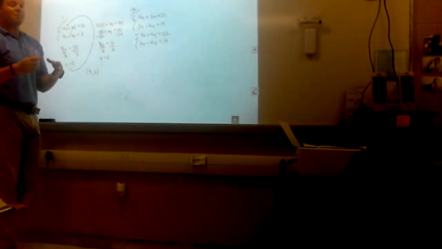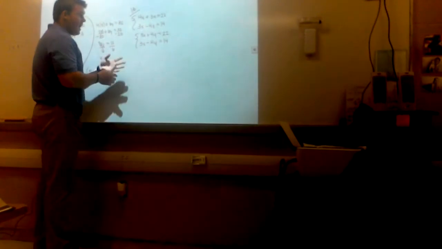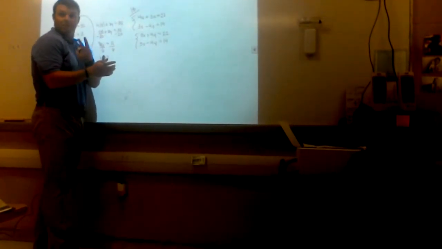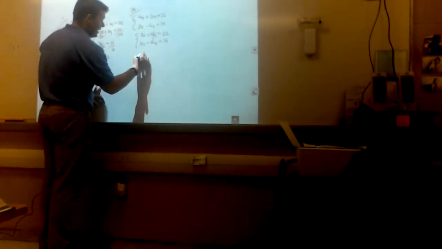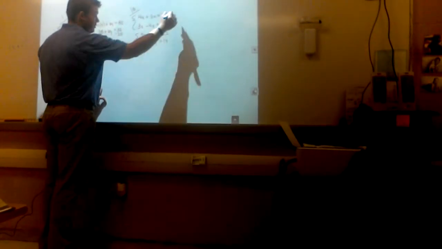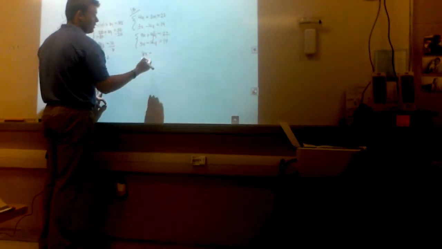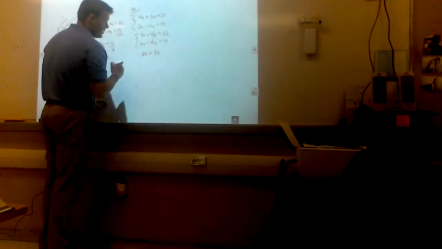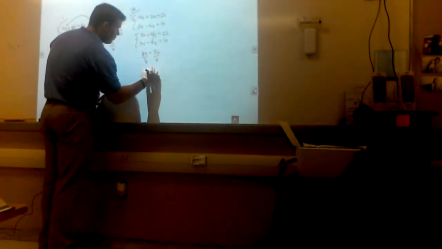Now, do you have your variables lined up? Yes. Do you have variables with opposite coefficients? Yes, the y's, 4y and minus 4y. So if I have both of those steps accomplished, I can add the equations. When I add them, the 4y's cancel. I get 3x plus 3x equals 6x. 22 plus 14 is 36. Divide by 6. You get x equals 6.